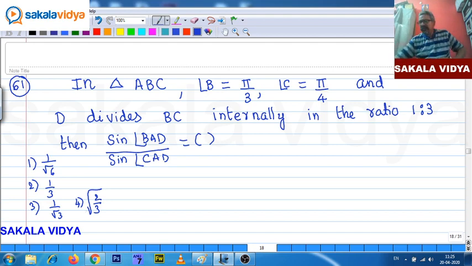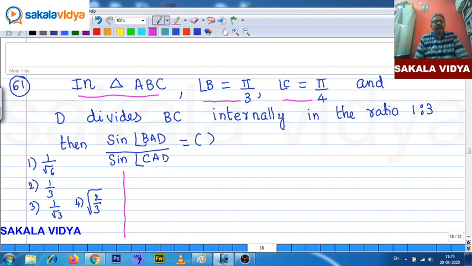Actually, this question is a concept oriented question. Now, in triangle ABC, angle B is equal to 60, angle C is equal to 45. D divides BC internally in the ratio 1:3. Then we need to find sine of angle BAD upon sine of angle CAD.